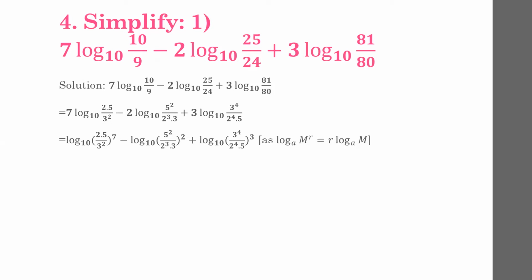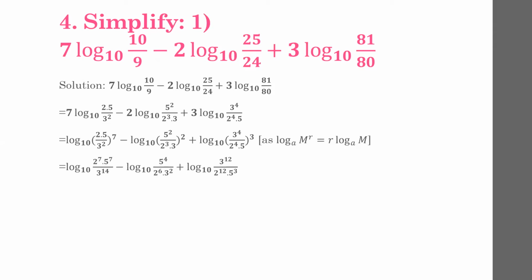Now we can see (2×5/3²) whole to the power 7. Here we can apply the formula (a^m)^n equals a^(mn), which we have learned in chapter 4.1. The name of this formula was the index law of power of powers. So applying that, (2×5/3²)^7 will become 2⁷×5⁷/3¹⁴.